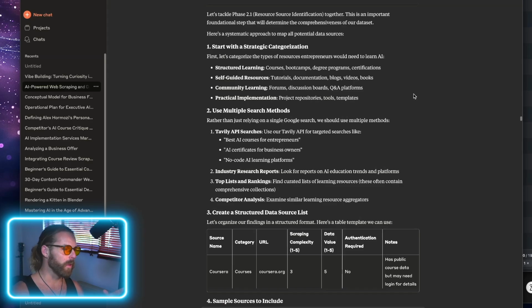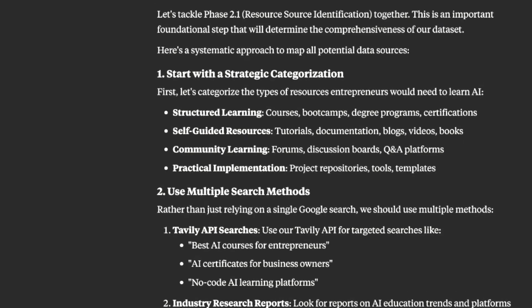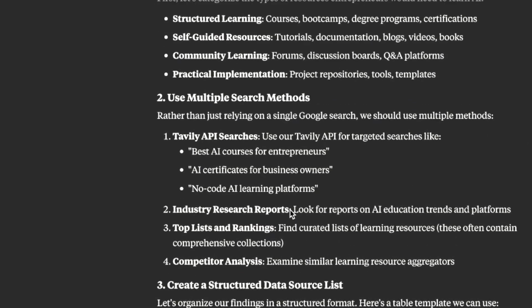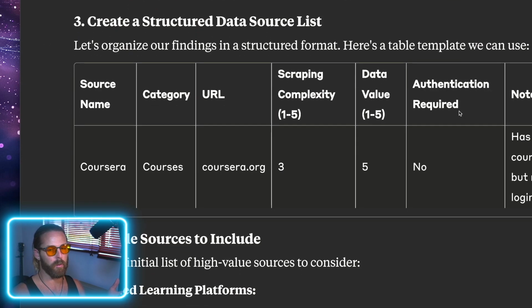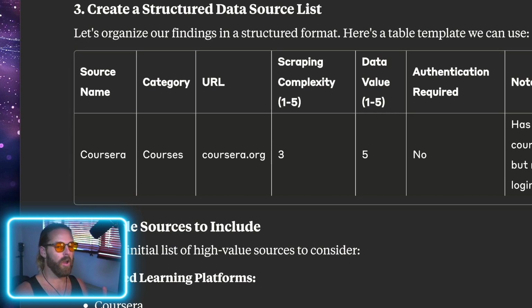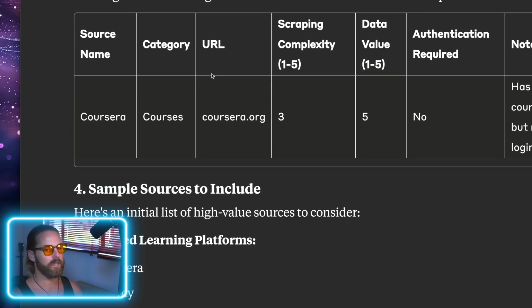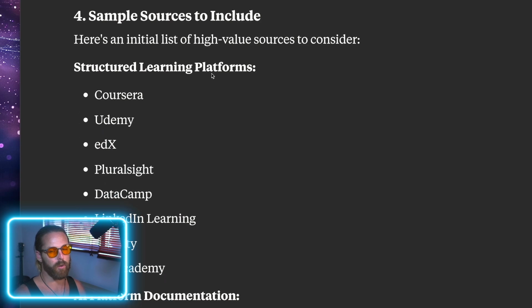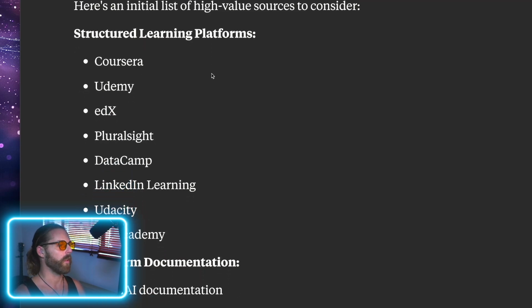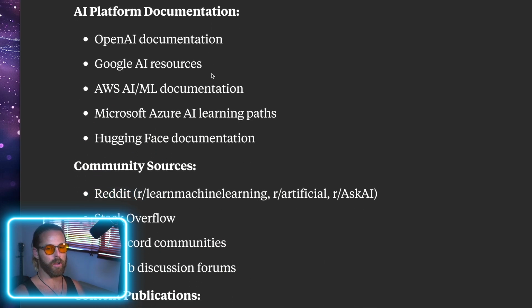So in our implementation plan, we're now looking at phase 2.1, which is about resource source identification. Because basically, we don't want to be just scraping any data, obviously. We want to be scraping the best data we can. At this stage in our process, all we really know is that there's courses out there on Coursera, Udemy, there's GitHub repos, there's Reddit. So what we need to do, and Claude is going to help us, is we're going to create a value priority matrix. Basically, it's going to give us a list of sources to consider here.